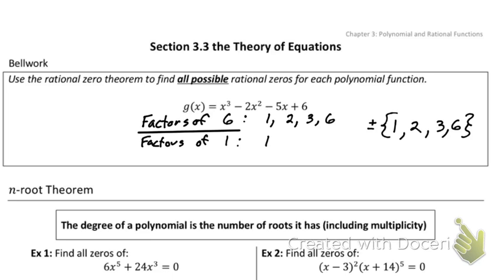The other class had a great question. I just want to bring it up because they graphed it and they said not all of these were zeros. But like I said, not all of these have to be zeros. In fact, none of these might be zeros. It might have no zeros. These are just your possible ones.